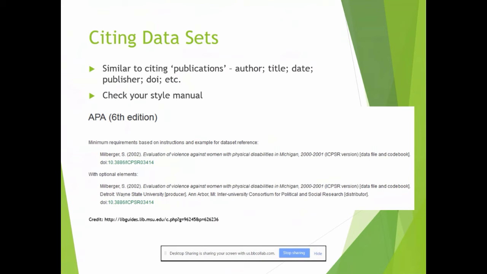So the example that I have here is from APA, and they've got a section in their manual about what are the minimum requirements. And you can see there, it's got all the things that you would normally see. It's got the author, it's got the year, it has the title, and then in the square brackets it says, this is the data file and code book. So someone who is reading that can say, oh, okay, that's not a journal article, but that's kind of the data set itself. And the APA also has a more extended one if you want to give additional information on that. That has the producer information and those sorts of things.